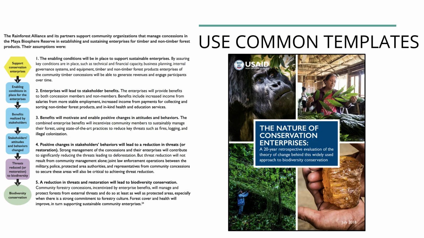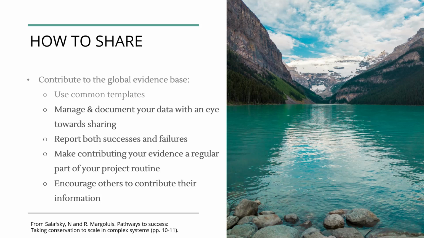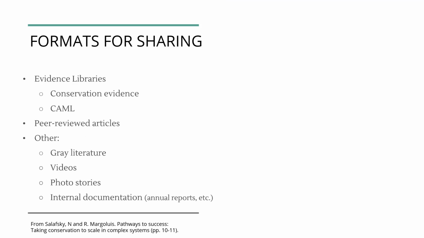Each of the 6 sites has used a conservation enterprise strategy to conserve biodiversity. The document explores the projects along the theory of change and highlights the conditions where conservation results are or are not being achieved and why. A lot of work has come from this generic TOC, and you can read all about it on biodiversitylinks.org. Once you've set yourself up with a common template, you can think about the 4 following steps. Manage and document your data with an eye towards sharing, report both successes and failures, make contribution to the evidence base part of the regular routine for your project, and encourage others to contribute their information to the evidence base as well.